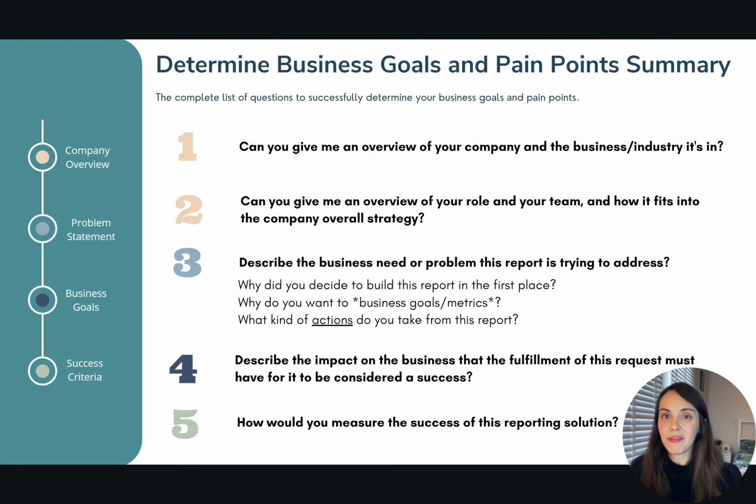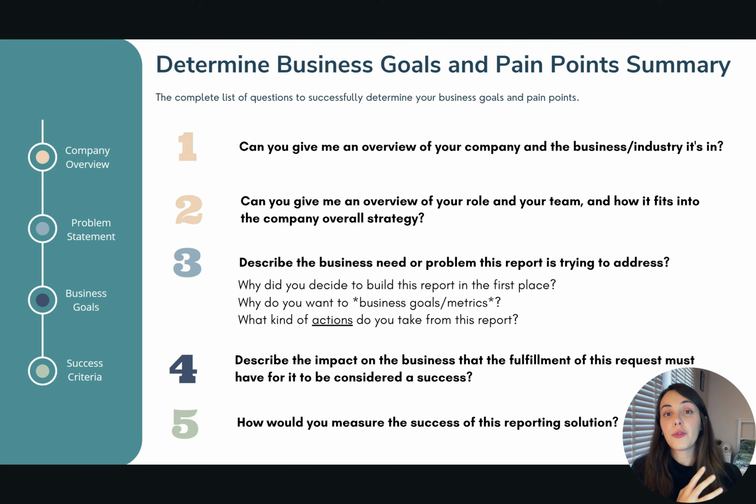So to summarize everything that we've been discussing in terms of the first phase of the requirements gathering, there are 8 main questions that you should ask your stakeholders when you are evaluating what are the business goals and pain points for the reporting solution. These questions relate to the company overview, to the problem statement, the business goals, and the success criteria for your reporting solution. The first question that you should ask is, you should ask your stakeholders to give you an overview of the company or the business or industry that they are in.